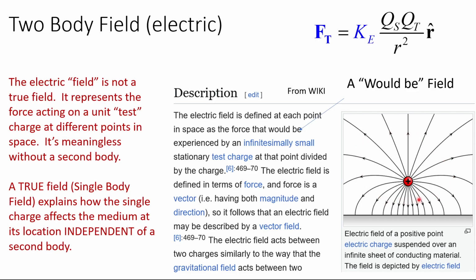It doesn't explain what happens to space. But we draw these field lines as if we know what's going on in space, as if these field lines really exist. A true field, a single-body field, explains how the single charge, this guy by himself, without any concept of another body, distorts the medium in its location, and then how that distortion conveys across the medium by itself without consideration of a second body. This is a would-be field. This is the force that would be experienced, if there were a second body. Without the second body, you have no idea what you have there.